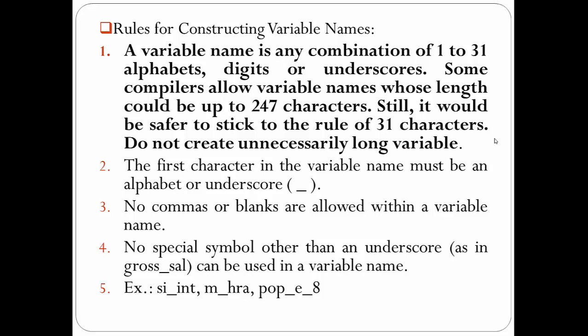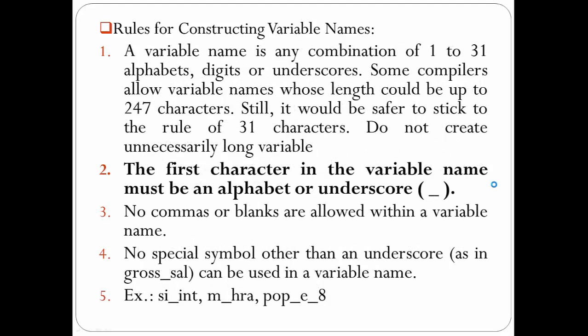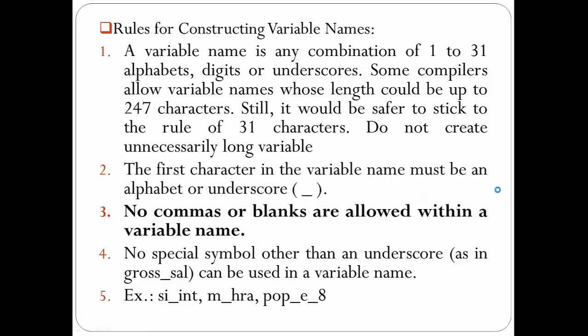Some compilers allow variable names whose length could be up to 247 characters. Still, it would be safer to stick to the rule of 31 characters. Do not create unnecessarily long variables. The second rule is the first character in the variable name must be an alphabet or underscore. The third rule is no commas or blanks are allowed within a variable name.